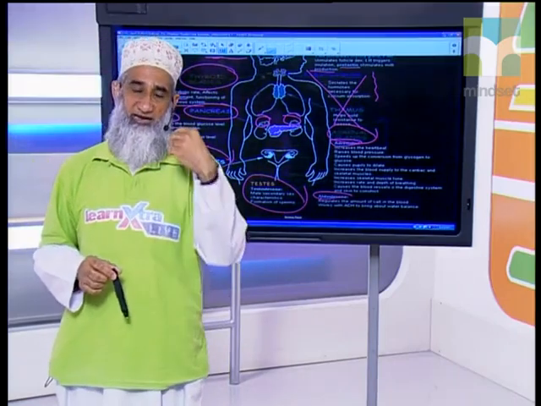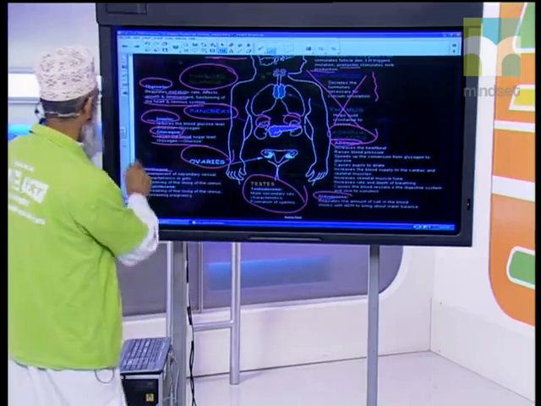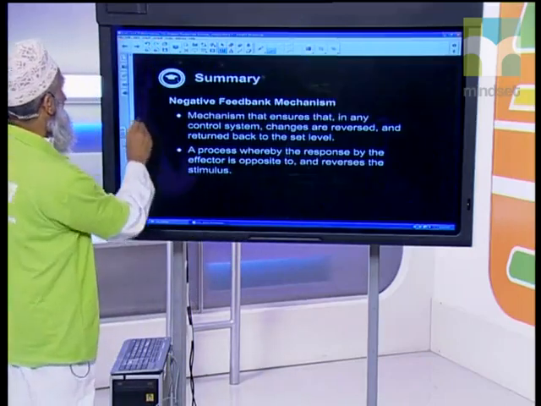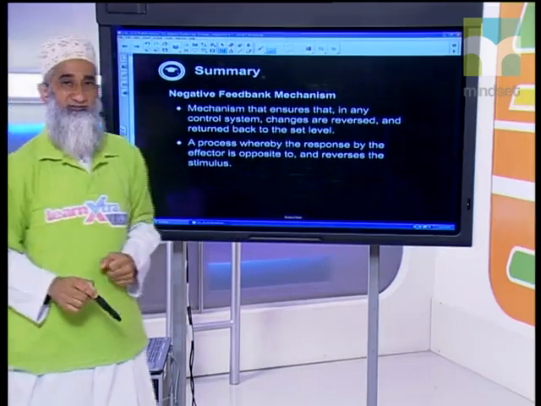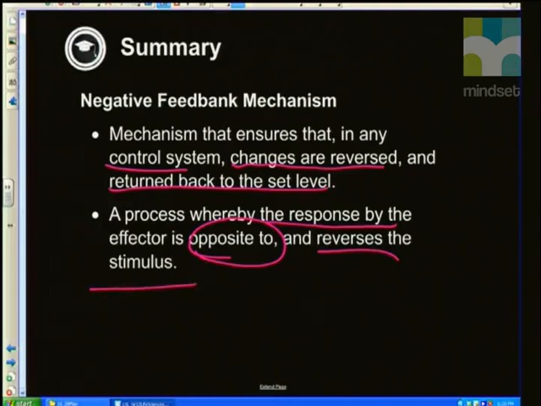Last but not least, the dilation of the pupil, which causes more light to enter the eye, and we can see clearer that way. And that brings us to the negative feedback mechanism. What is a negative feedback mechanism? It's a mechanism that ensures that in any control system, changes that occur are reversed and returned back to the set level. How? Where a response by the effector is opposite to and reverses the stimulus. So there's a stimulus, more glucose in the body.